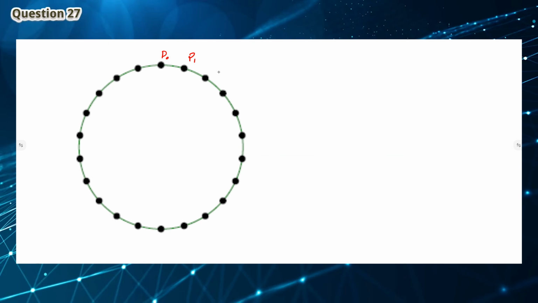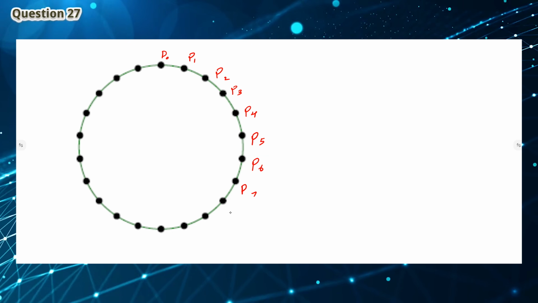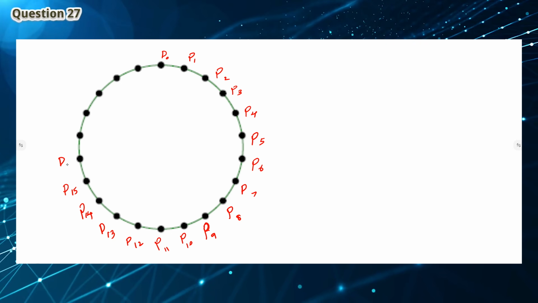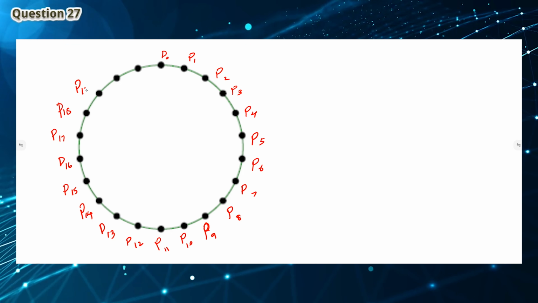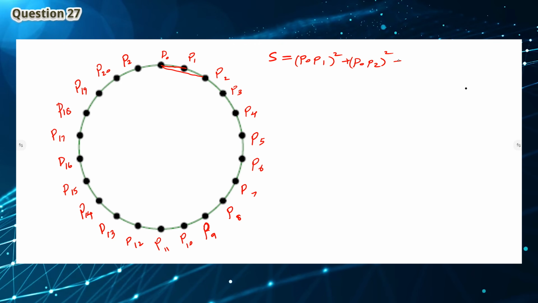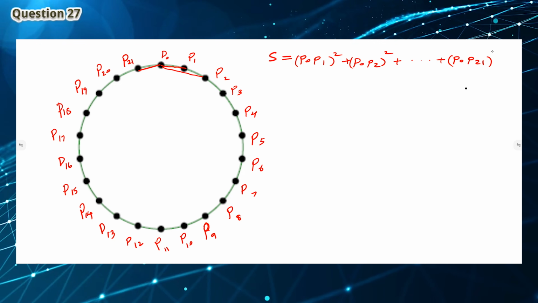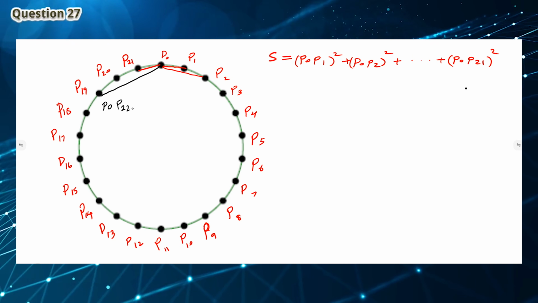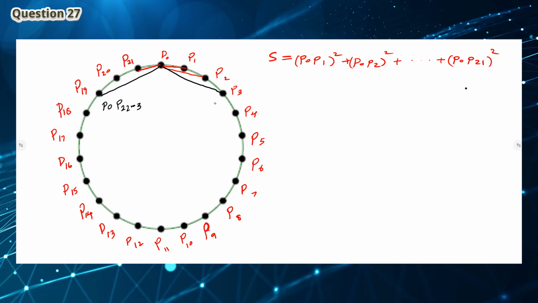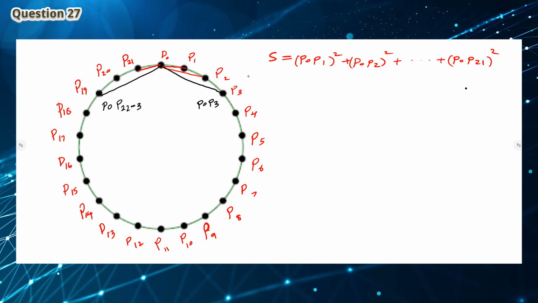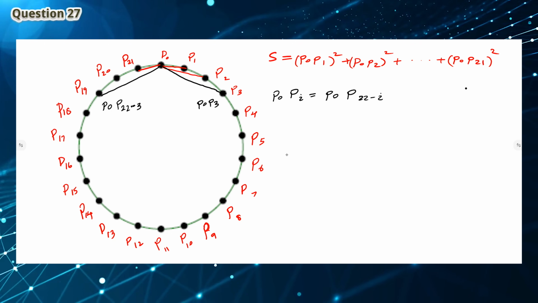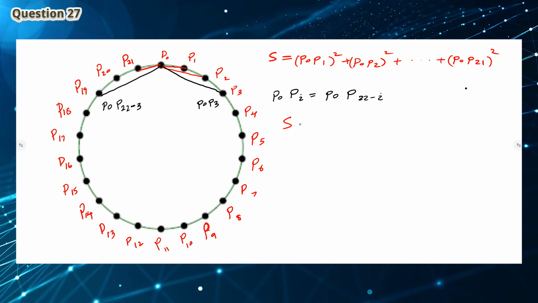Label the points P0, P1, P2, all the way to P21 in order around the circle. We can write down an equation for S, which is what we want to calculate. By symmetry, we see that P0Pi is equal to P0P(22 minus i). With this, we can write another equation for S.